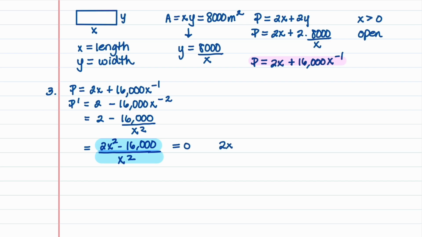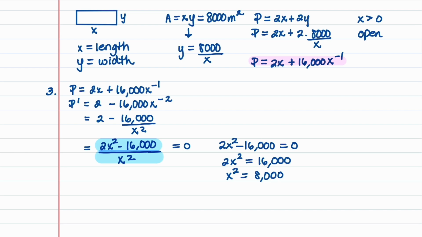This gives us 2x squared minus 16,000 is equal to 0. I want to make a note that x is in our denominator and could be a critical value at 0, but our function is not defined at 0. So it's not going to be a critical value. So we're just going to look at where the numerator is equal to 0. So this gives us 2x squared is equal to 16,000. And this gives us x squared is equal to 8,000.